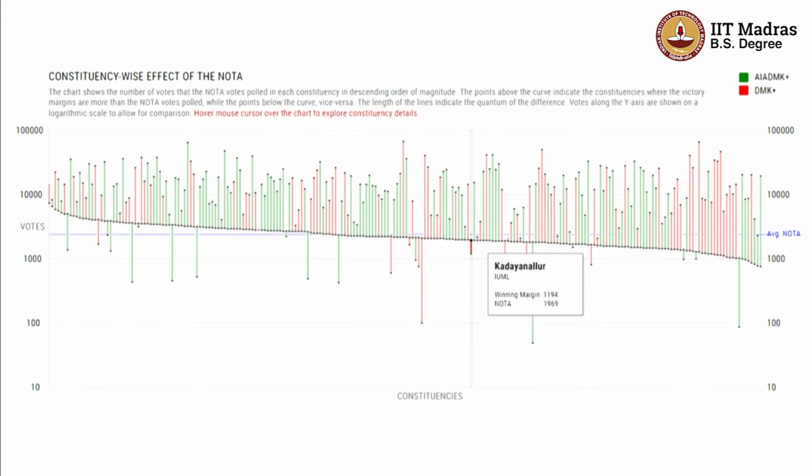So, this is a visualization of the NOTA votes in a constituency and where it lies with respect to the winning margins. Okay. So, this is the 2006 assembly elections in Tamil Nadu. And this is an interactive map. Right now, it may not be so obvious as to what insights it gives, but you can interact with this map.